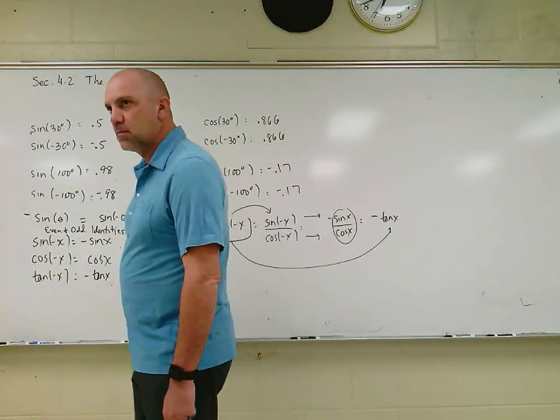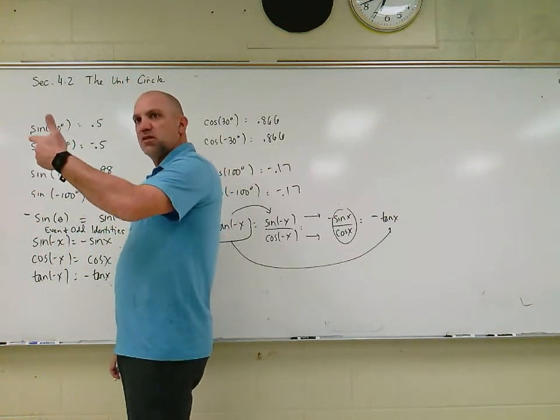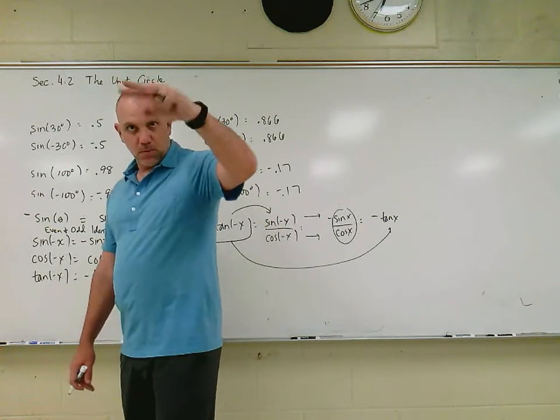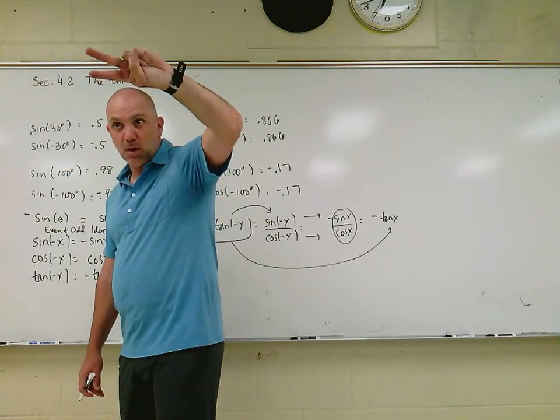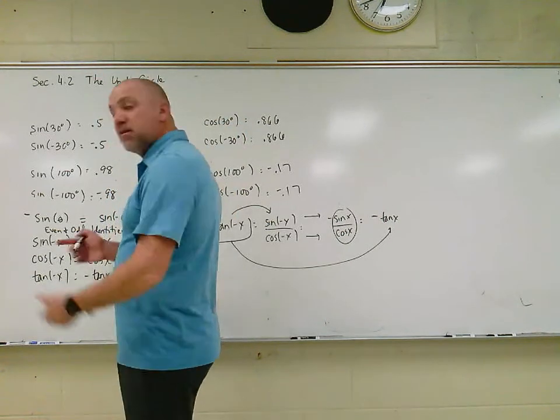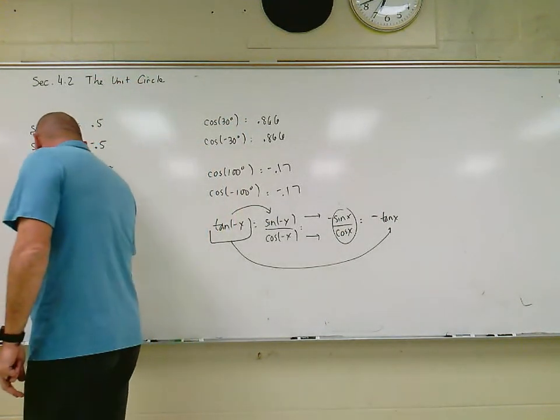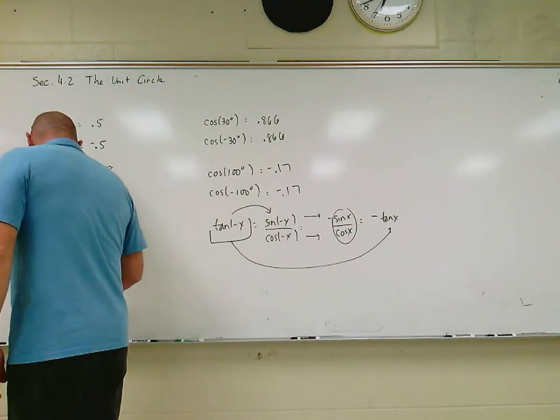All right. I'm not going to do the other ones because they're just the reciprocals. If I flip something, do I lose my negative? No. If there's a negative, it's going to stay negative. So cosecant is the flip of sine. It's still negative.